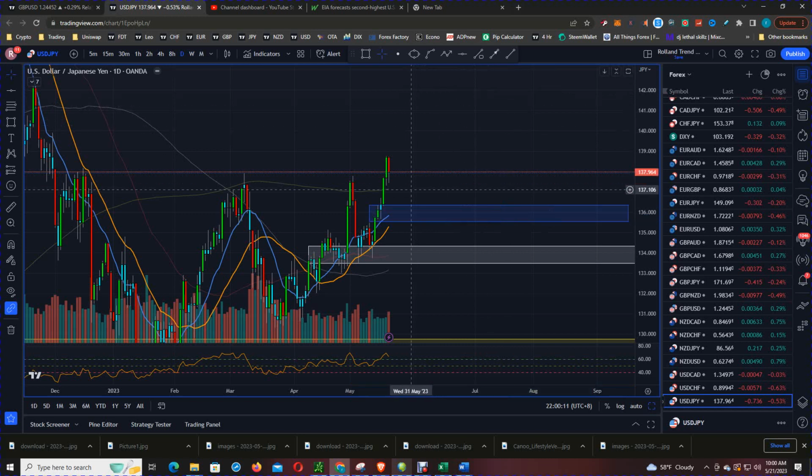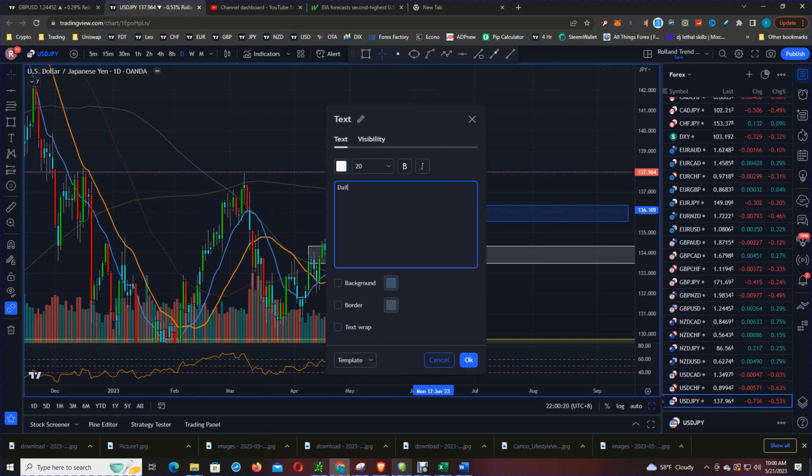I'm not in love with the structure. I don't see any huge volume surge, but let's see how this pans out. The 136.000.